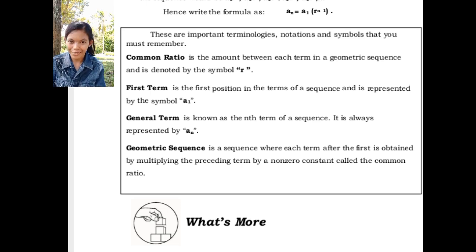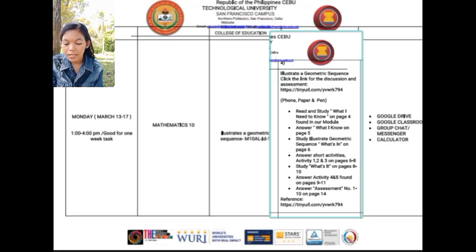So after every discussion we give an activity, because that measures whether you really understood. So for today's activity on our discussion of geometric sequence, you need paper and pencil, paper and pen rather. Read and study What I Need to Know on page 4 found in our module.